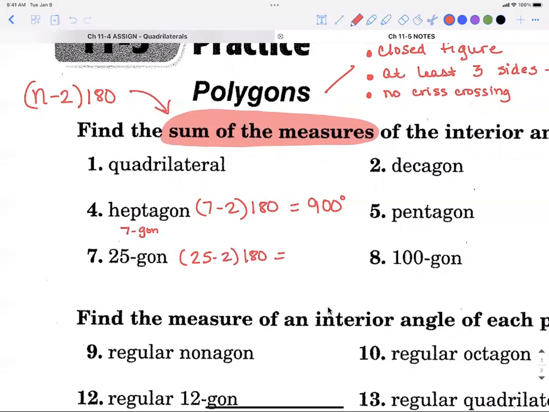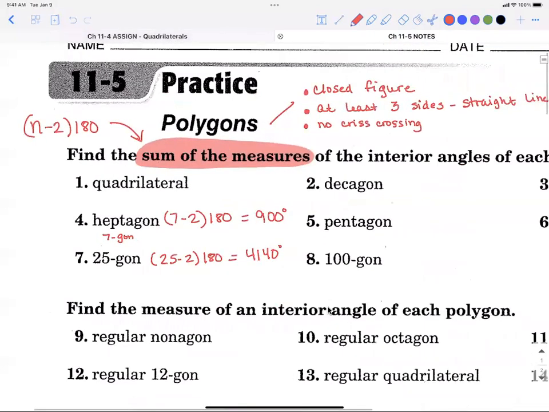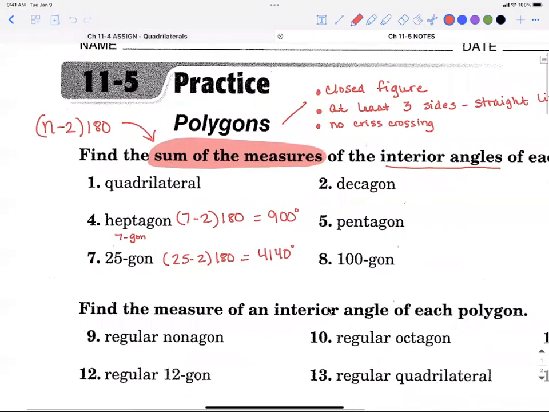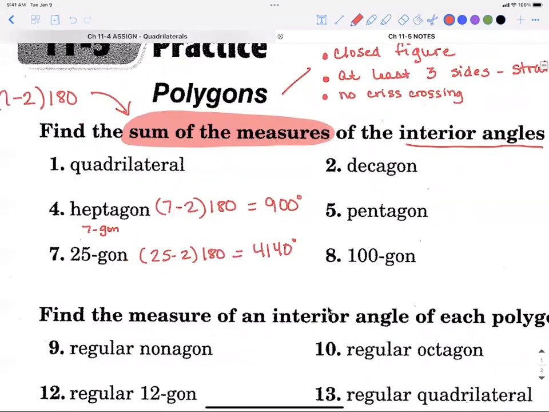And notice in the parentheses, you do the subtraction first and then you multiply times 180. So 23 times 180 is what? Good, 4,140. And don't forget your degrees, because we are talking about the measurement of interior angles. So you do want to put that degree sign. All right, pretty easy there.